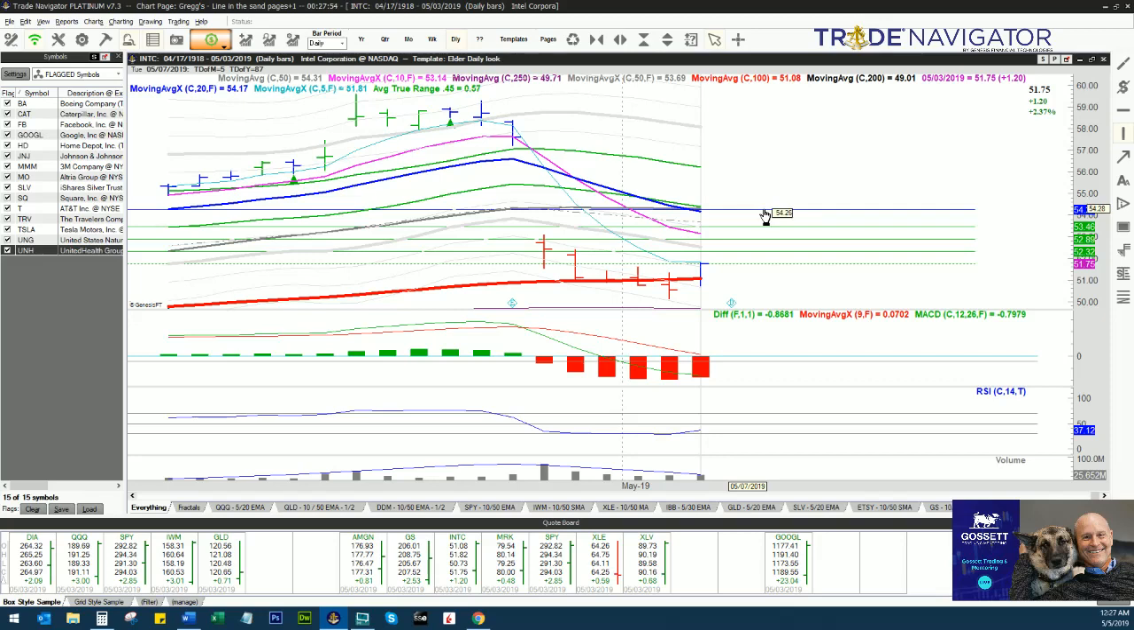You should probably know by now, where am I looking to exit this trade? Right here at the 50 RSI. Because that's where I feel it is going to find resistance. And there's a lot of other traders that will do the same thing.